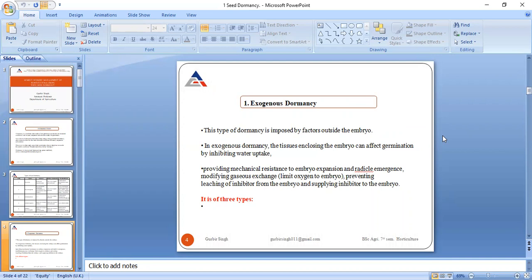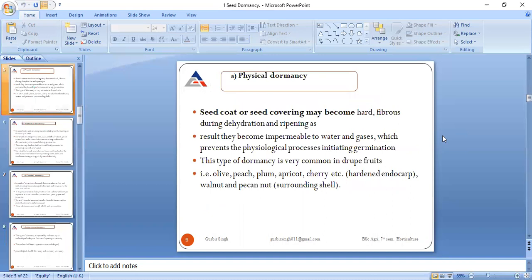In exogenous dormancy, the tissue enclosing the embryo can affect germination by inhibiting water uptake, providing mechanical resistance to embryo expansion and radicle emergence, modifying gas exchange, limiting oxygen to the embryo, preventing leaching of inhibitors from the embryo, and supplying inhibitors to the embryo. It is of three types.